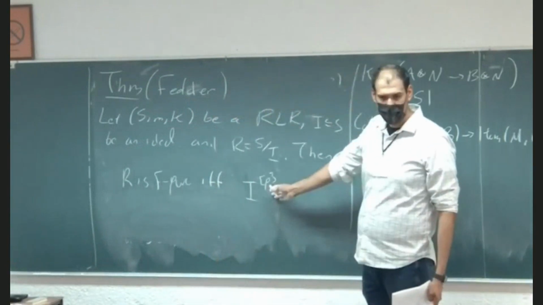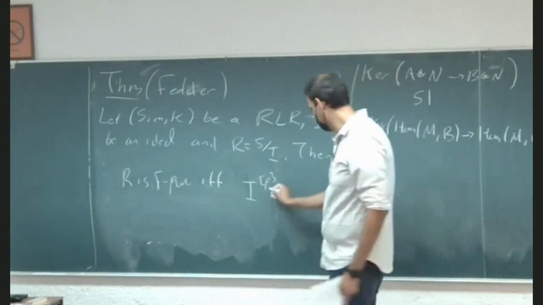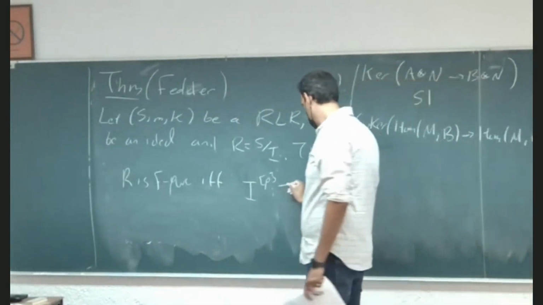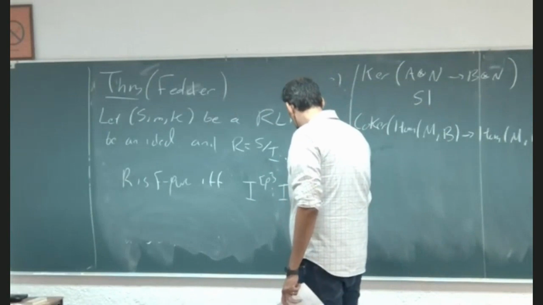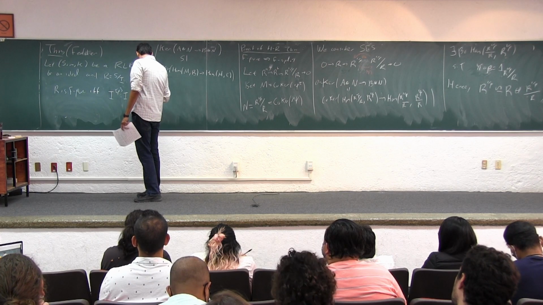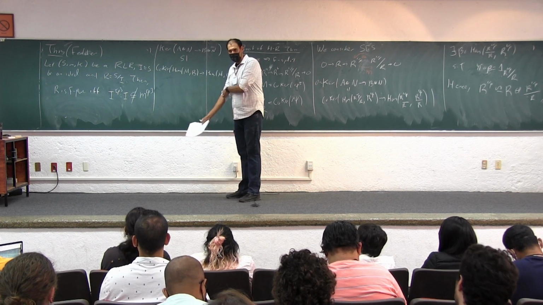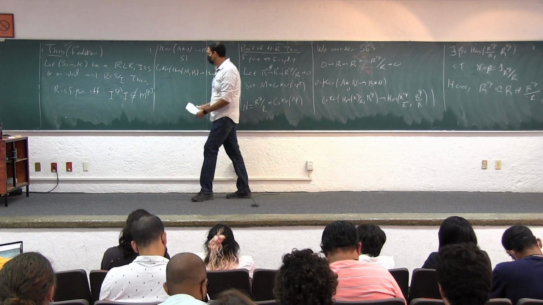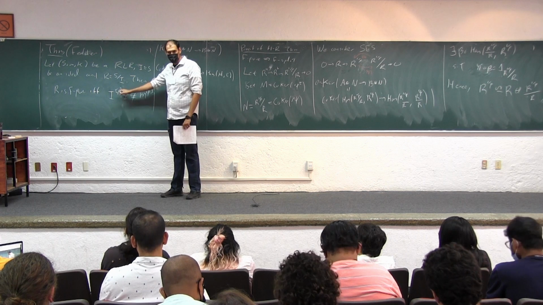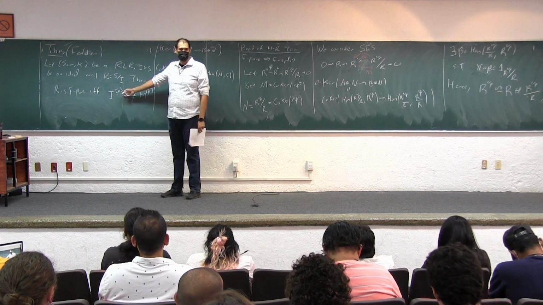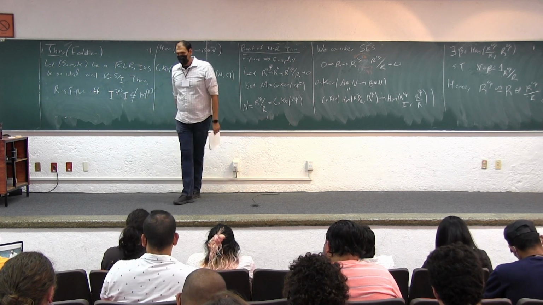we have, let's just recount, the ideal generated by the p-th powers of I, this one, is not contained in m^[p]. Again, here we can put p or p^e for any e greater than or equal to 1, or for absolutely every e positive. Okay?